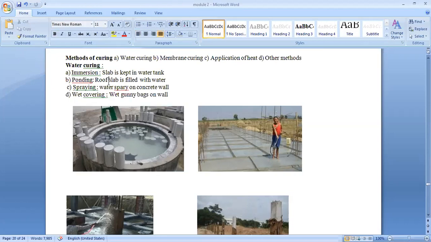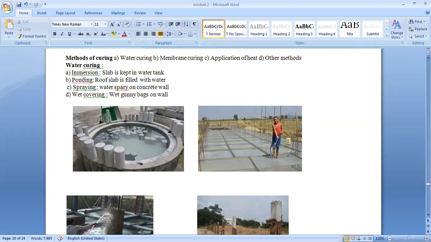The next is ponding. The roof slab is filled with water. After finishing the roof slabs, we are going to make a pond like this, and we are going to store the water in each of these sections. We already saw these things.